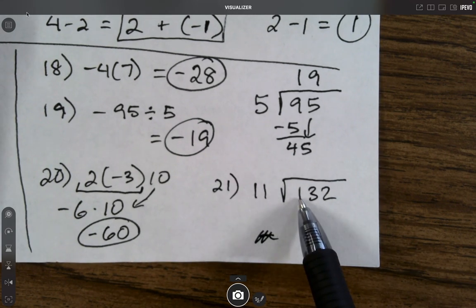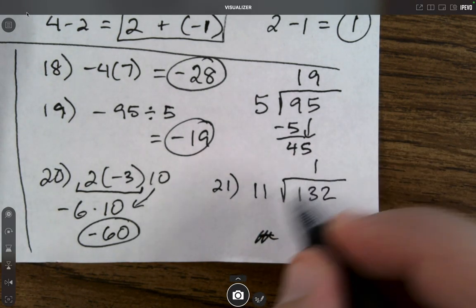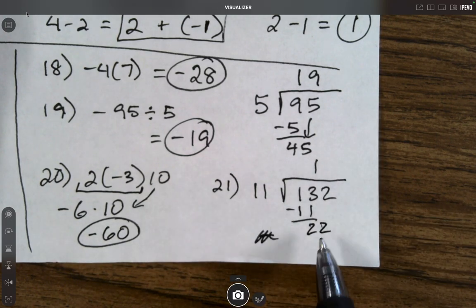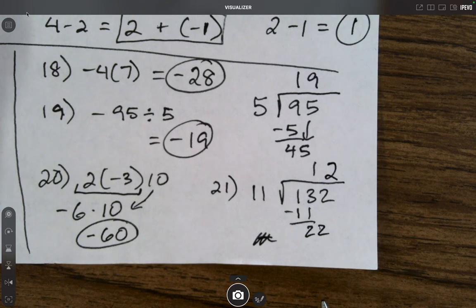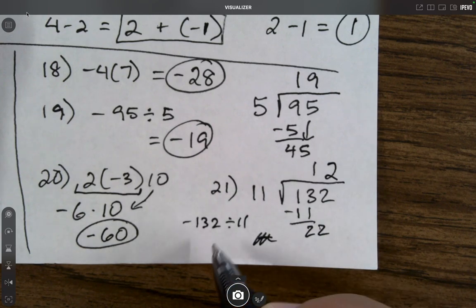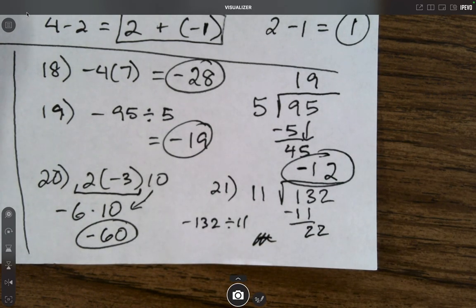11 won't go into 1, but 11 goes into 13 one time. I multiply, subtract. 11 will go into 22 twice. So again, because the signs of the original, which was -132 divided by 11, were different, our answer will be -12.